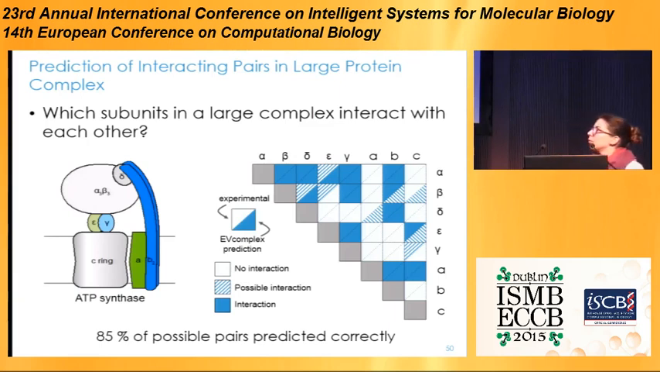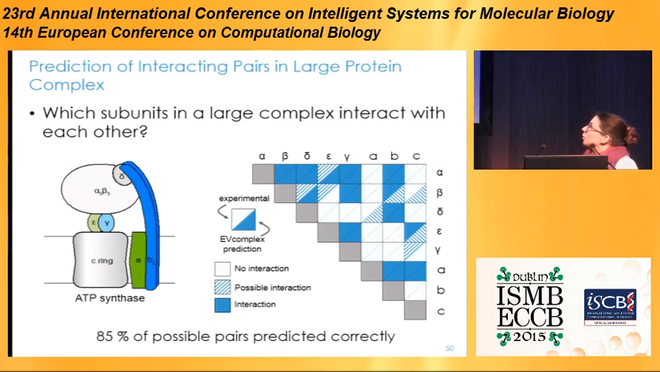Here you can see an example or illustration of what people think ATP synthase looks like as a full complex. And if you take all the subunits apart, so alpha, beta, epsilon, gamma, the C ring, A and B, delta, you can make a triangular matrix of all the possible pairs of subunits.